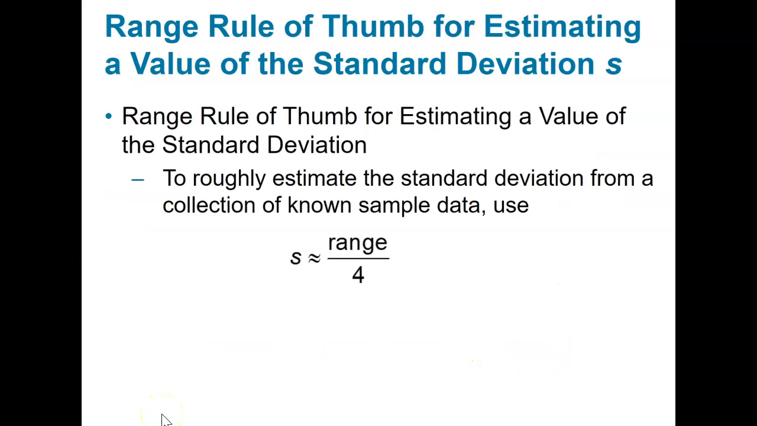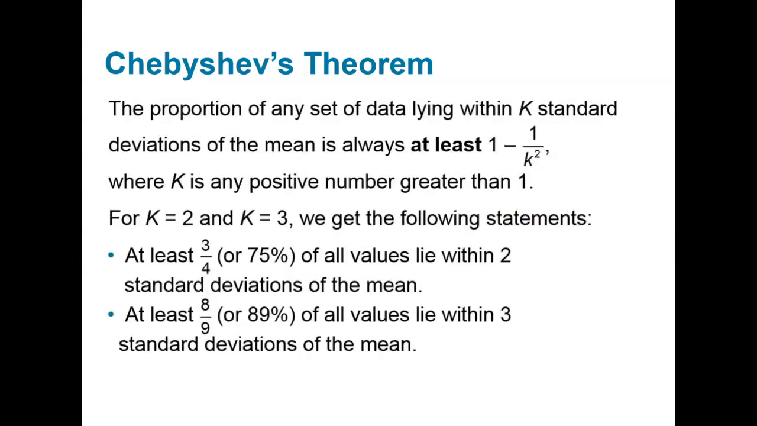If the standard deviation is not known, we can approximate it by dividing the range, which is the difference between the maximum data value and the minimum data value, by 4. According to Chebyshev's theorem, the proportion of any set of data lying within k standard deviations of the mean is always at least 1 minus 1 over k squared, where k is any positive number greater than 1. For k equals 2 and k equals 3, we get the following statement. At least 3/4 or 75% of all values lie within 2 standard deviations of the mean, and at least 89% of all the data values lie within 3 standard deviations of the mean.